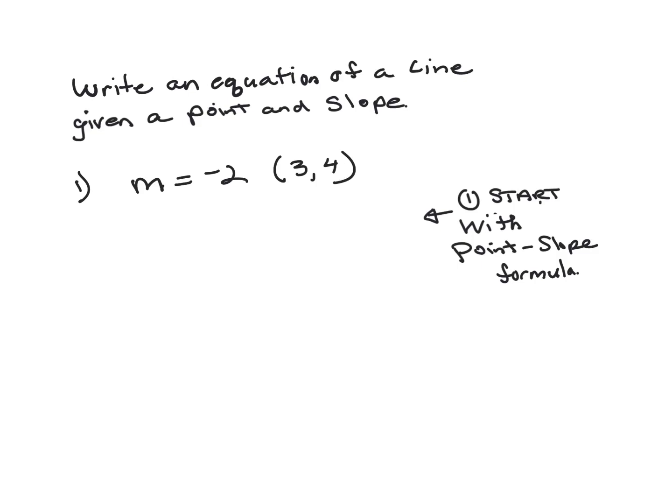Okay, so today we're going to write an equation of a line given a point and a slope. So we're going to start with point slope formula. And this one is new. I haven't taught you this one yet. So it goes like this. It's y minus y sub 1 equals m, and then x minus x sub 1.